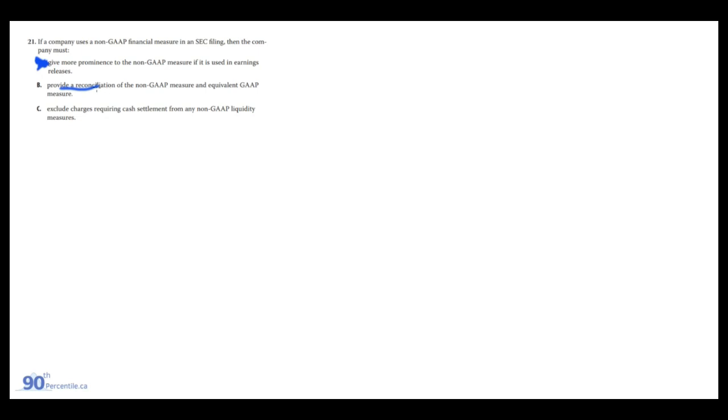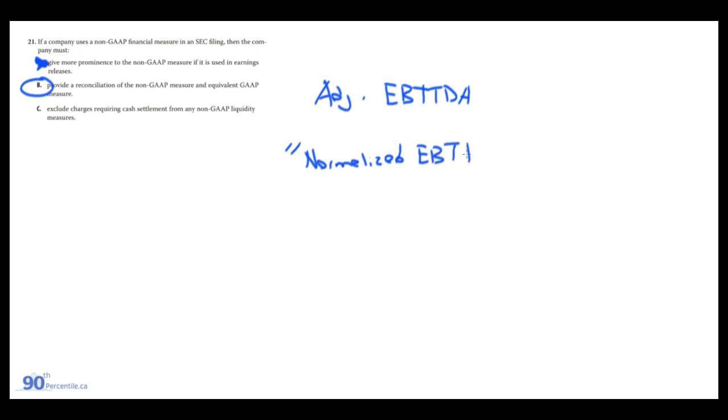You have to actually do B, which is provide a reconciliation of the non-GAAP measure and equivalent GAAP measure. I touched on this in a previous module, but over the last 3-4 years, a lot of high growth tech stocks have been reporting some weird things. Sometimes they call it adjusted EBITDA, sometimes normalized EBITDA, which is kind of weird. This terminology is usually used in M&A, but it is what it is.